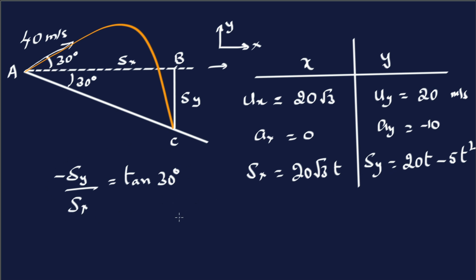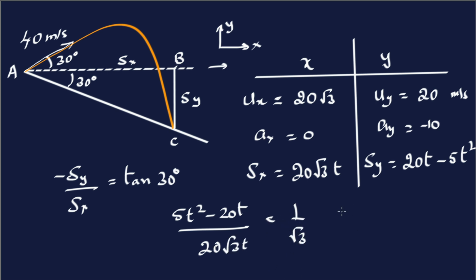So minus sy, which is 5t squared minus 20t, divided by sx, which is 20 root 3 t, is equal to 1 by root 3. So we can solve this for time. t is equal to 8 seconds. And as before, we can take this 8 seconds and plug it into sy and sx, and we can take sy squared plus sx squared to get the distance along the incline if we had asked for that.